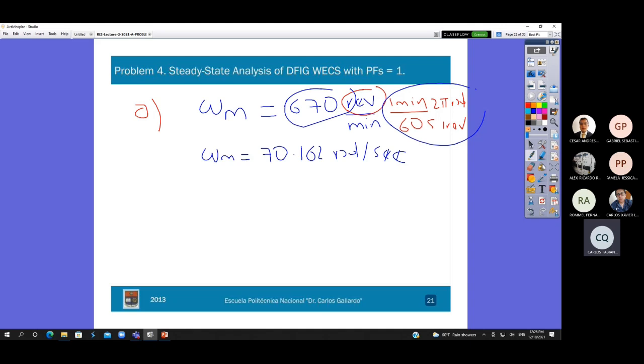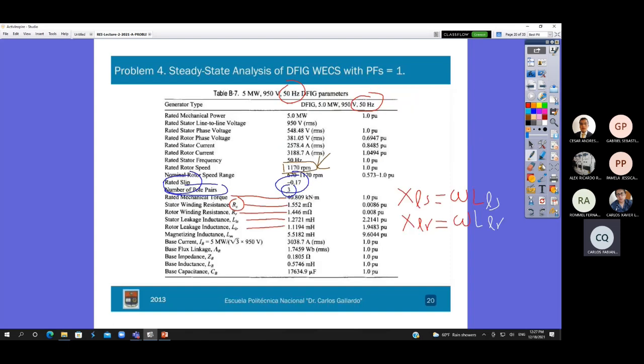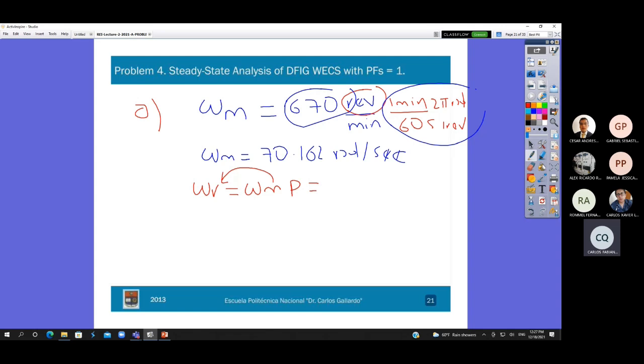To convert mechanical quantities to electrical quantities, what I need is the number of pole pairs. Therefore, the rotor electrical speed is equal to the mechanical speed times the number of pole pairs. According to the problem, the number of pole pairs for this generator is equal to 3. So I take the mechanical speed we have already computed, 70.162, times the number of pole pairs, which is 3.